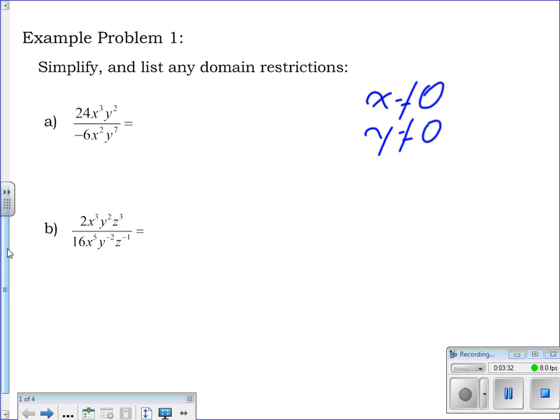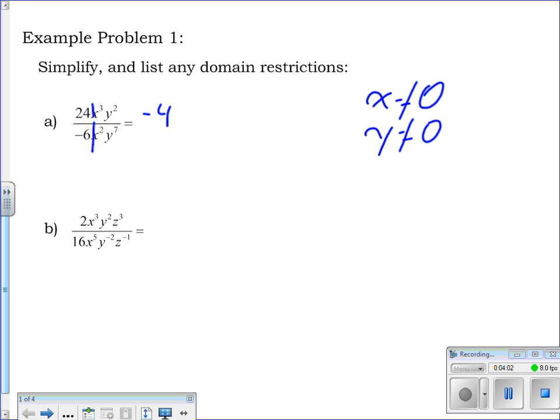So that's our first step. I like to do domain restrictions first. Sometimes you can't; we'll have some examples here where you can't. But I do them always before reducing. Okay. So now I reduce, and you just reduce like we've done before. I look at my numbers, 24 and negative 6. 24 over negative 6 reduces. 6 goes into 24 evenly, so that gives me negative 4.